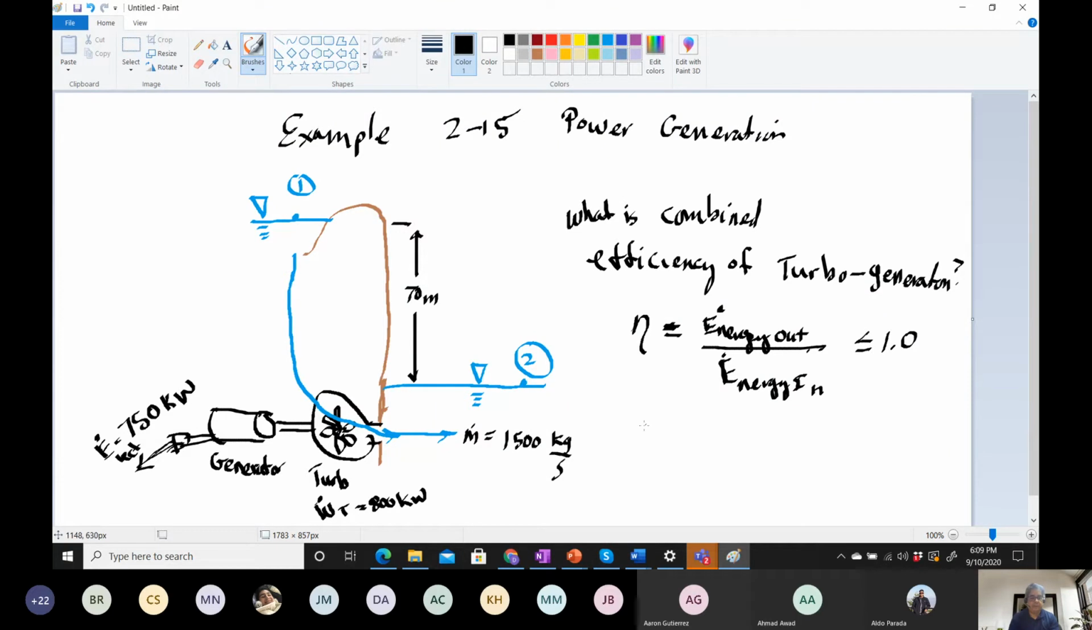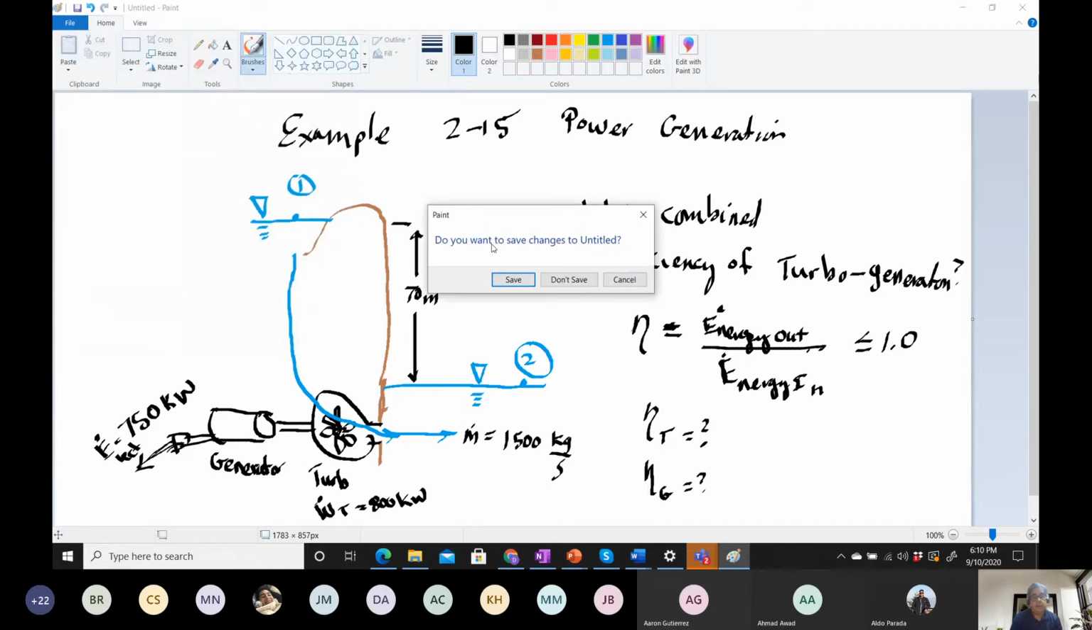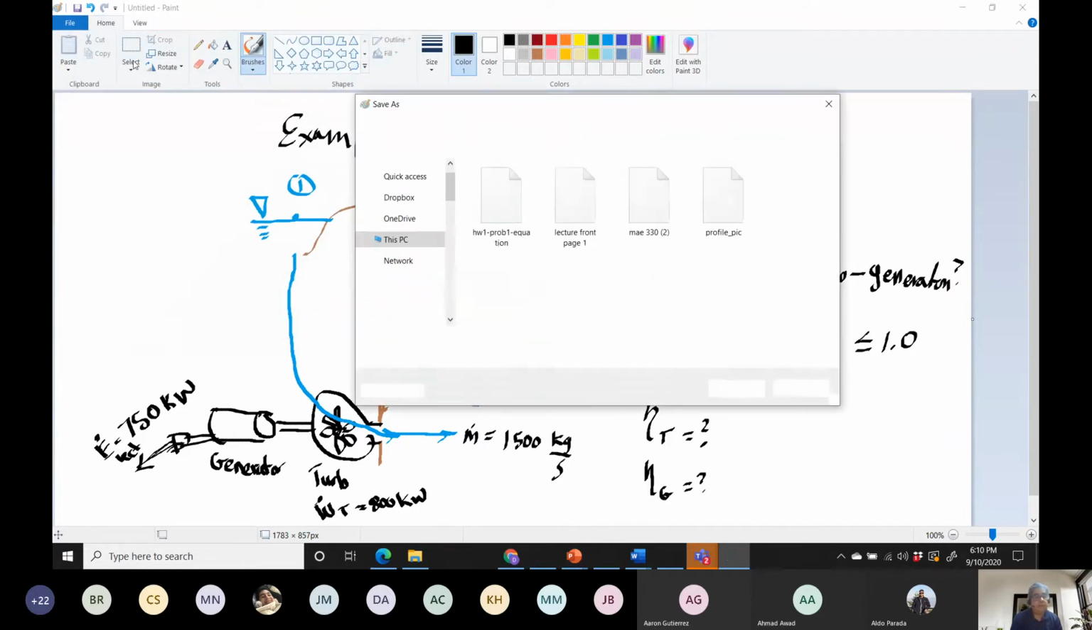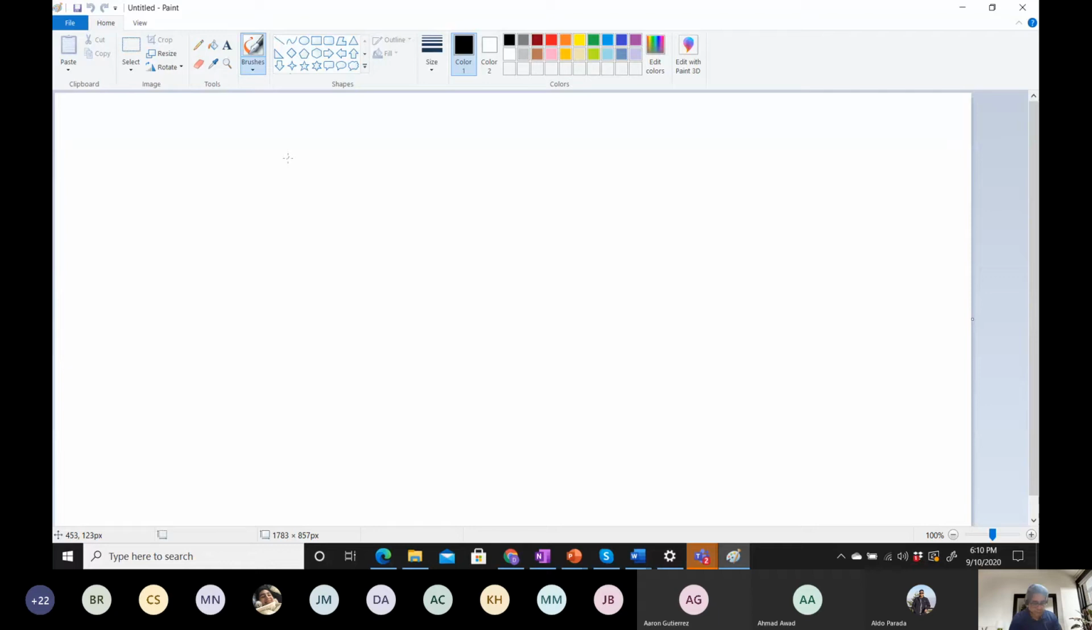So that's how we define efficiency. What you need to do here is to determine the efficiency both of the turbine and of the generator. That's the goal here. Okay, so I'm going to need a new page. I'm going to go ahead and save this, let's call it 1.1, so we can refer back to it.